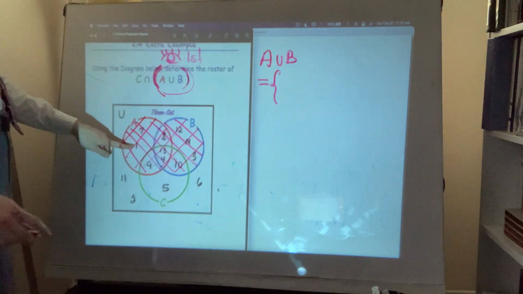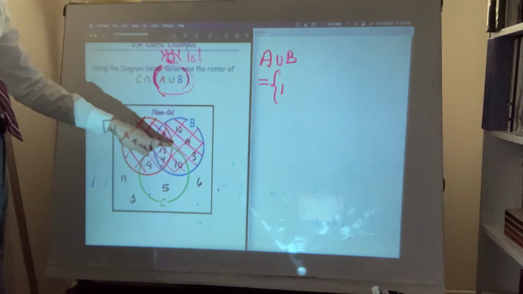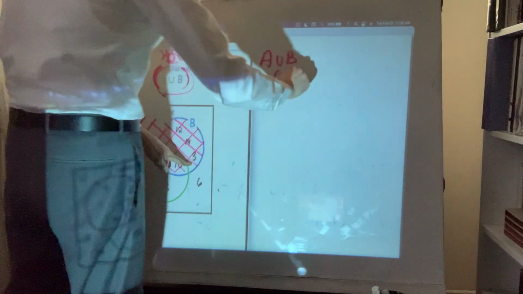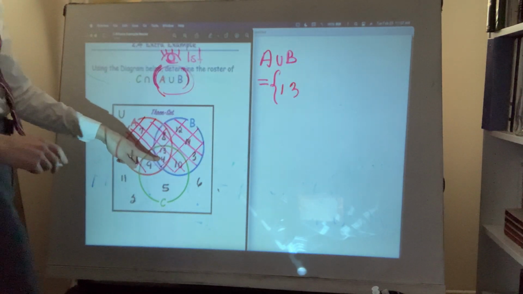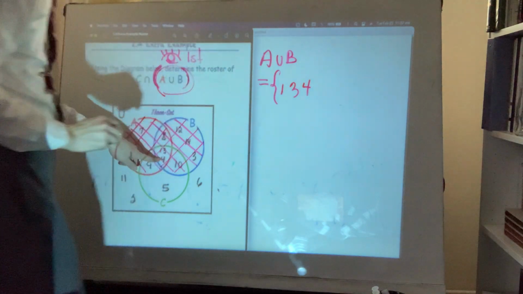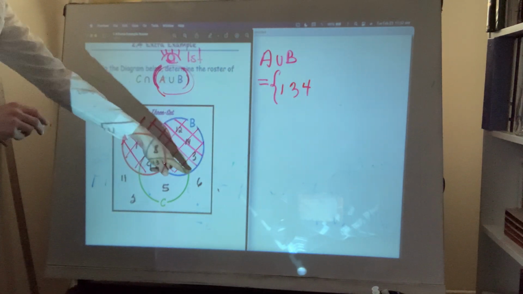It is apparently 1. Let's see if there's a 2. There isn't. Next thing is 3, all right? And I'm not going to use commas just for the time being. 4, all right? And then 5 is outside of that region. 6 is outside the region.